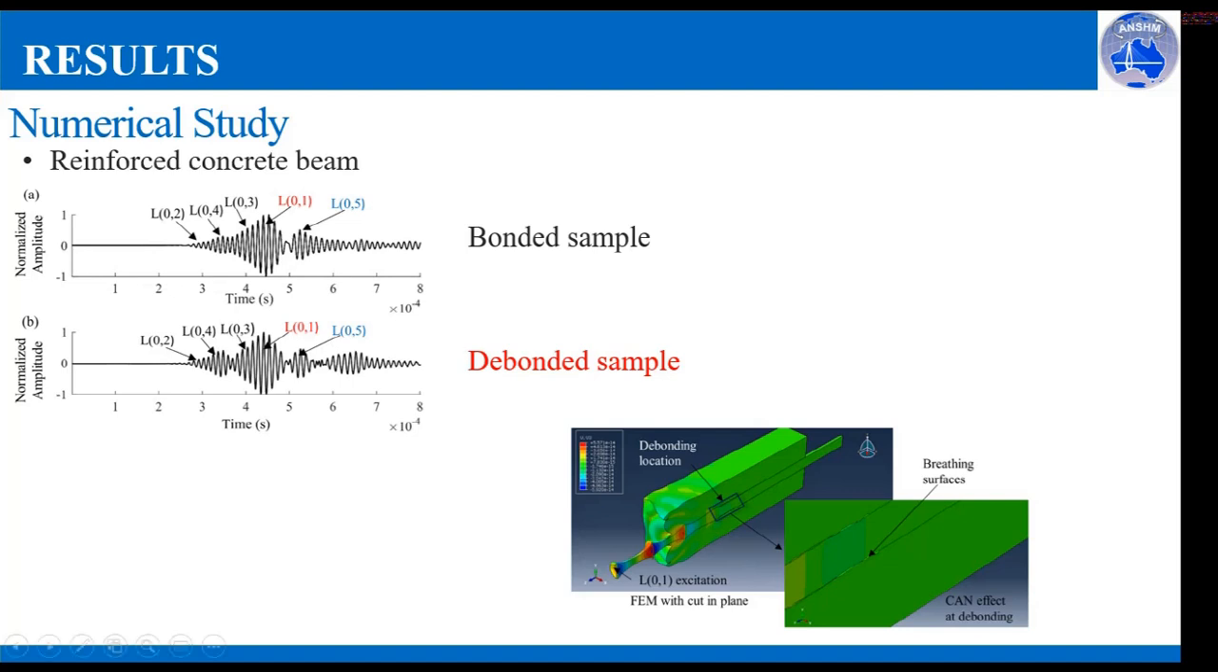Here is an image of the simulation. It's showing us the opening and closing of the debonding region, and this is due to the contact effect. These surfaces between the steel rebar and concrete are called breathing surfaces, as they can open and close when the wave propagates through this region.